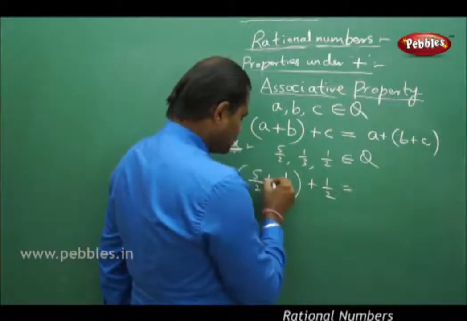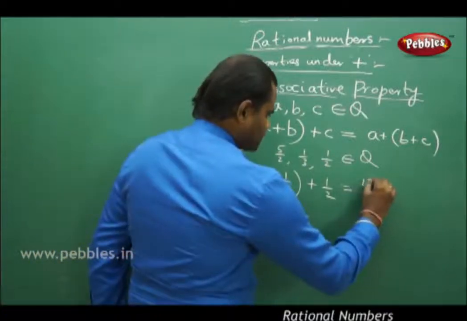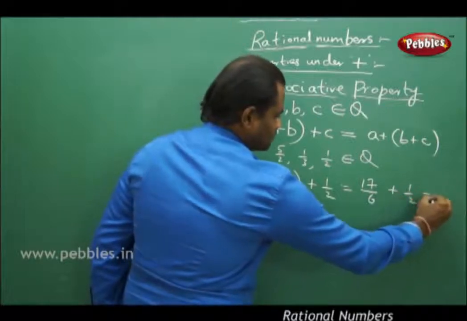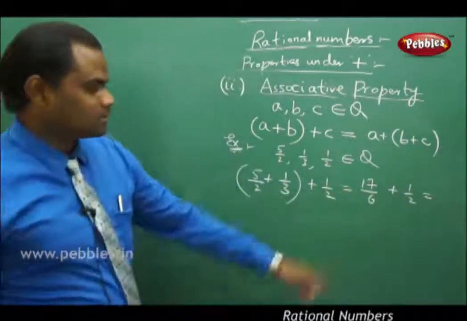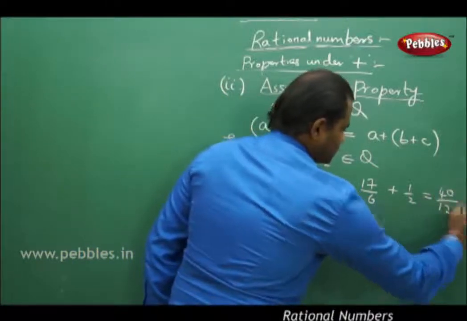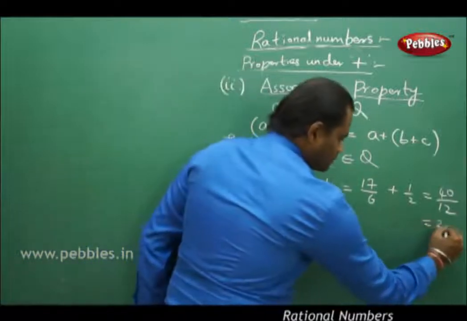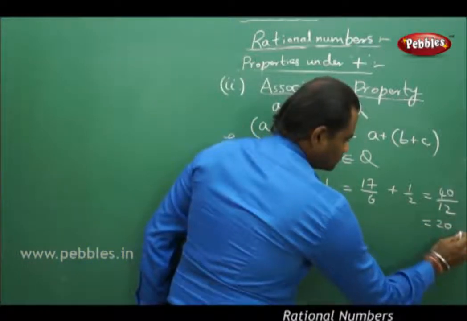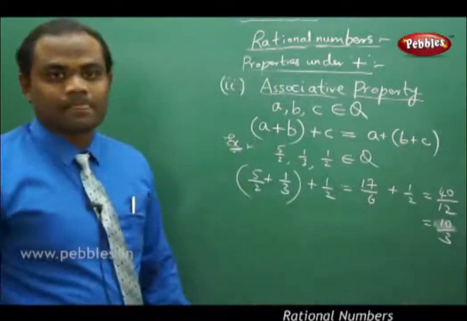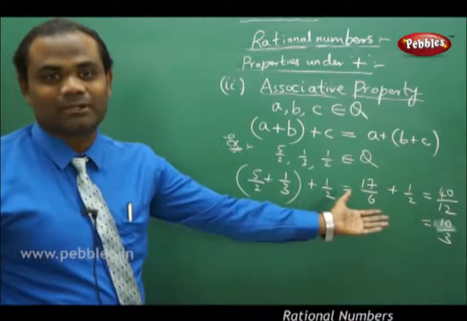So this would be nothing but the LCM of 5/2 plus 1/3 would be 15 plus 2, 17/6, and this would be plus 1/2. When on simplification it gives 34 plus 6, 40/12. So that is a rational number which you can further simplify to give 10/3. Let me take the right hand side and see if you get the same value, 10/3.